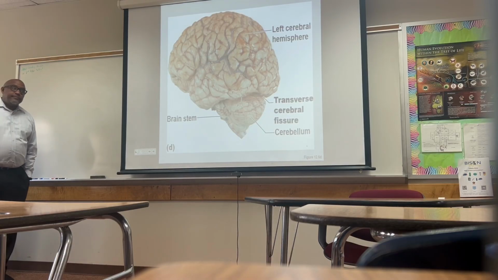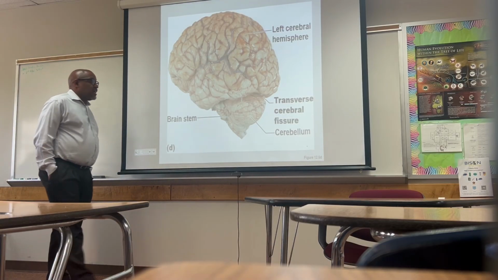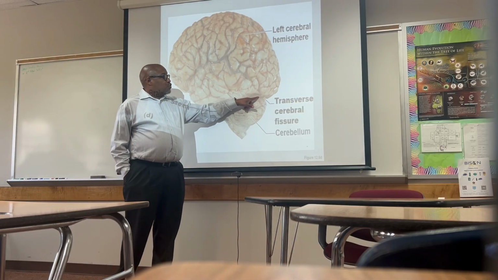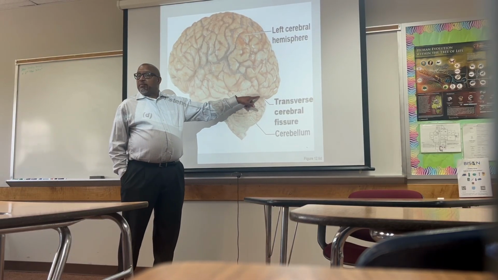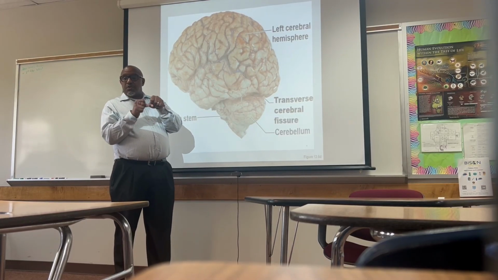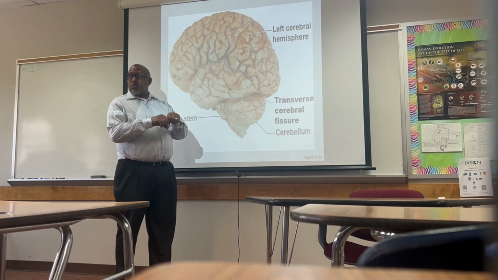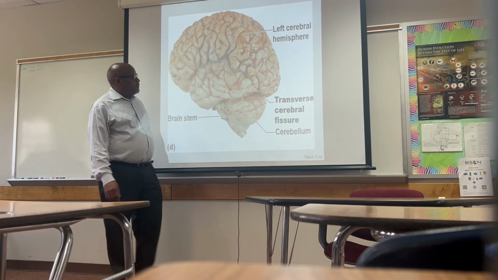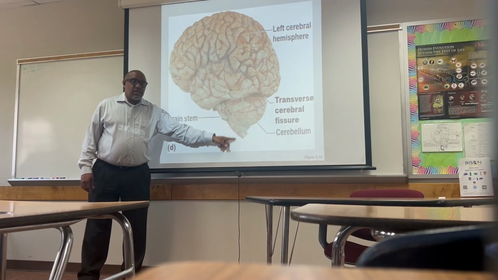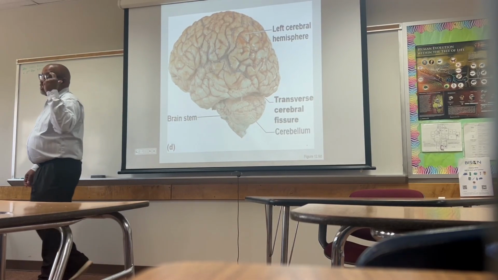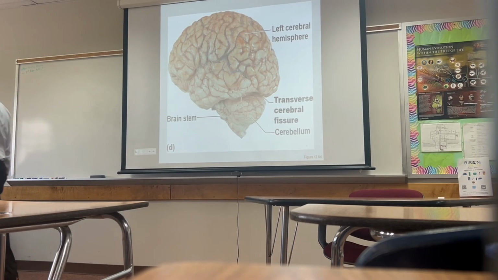Here, another picture of the brain from the side view. This is the transverse cerebral fissure. You don't have to know that. But when you're looking at your sheep brain, if you notice that the cerebellum is kind of falling off, it's because this transverse cerebral fissure is a deep groove there. And of course, the brainstem here is your pons, your medulla, and the midbrain.